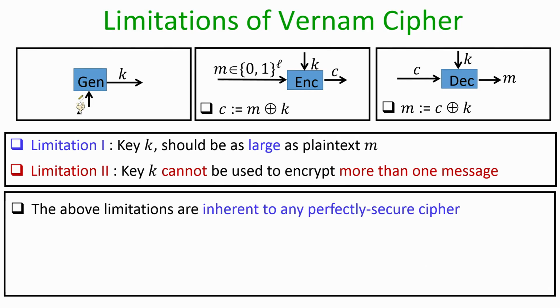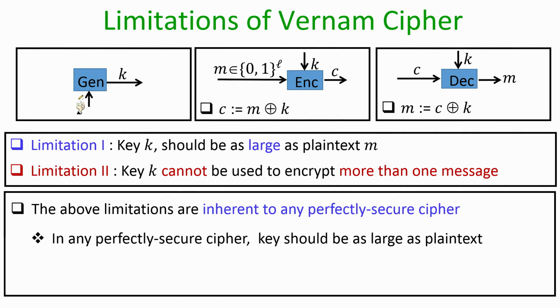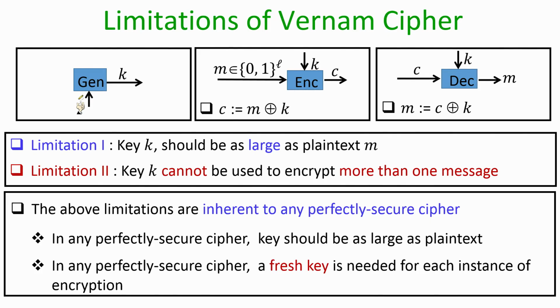Now, a natural question is whether these two restrictions are only with respect to one time pad or one-time-pad cipher, or are these two restrictions inherent to any perfectly secure cipher. What we are now going to prove is that these two restrictions are inherent for any perfectly secure cipher. Namely, in any perfectly secure cipher, the key should be as large as the plain text, and we will also prove that in any perfectly secure cipher, each instance of the encryption needs a fresh key.